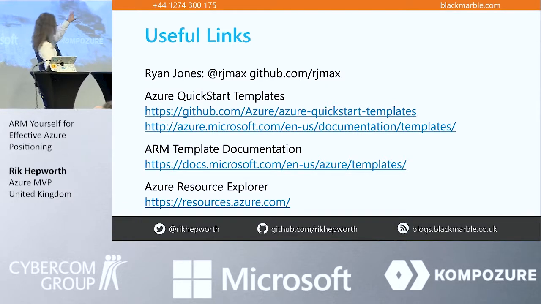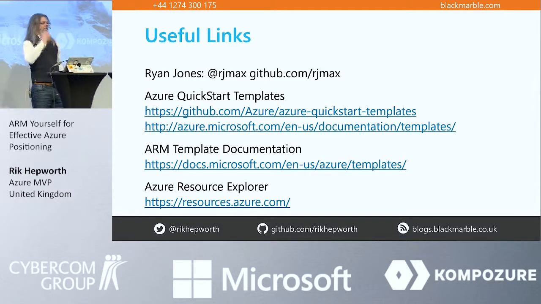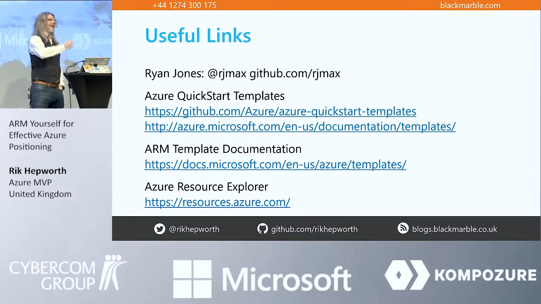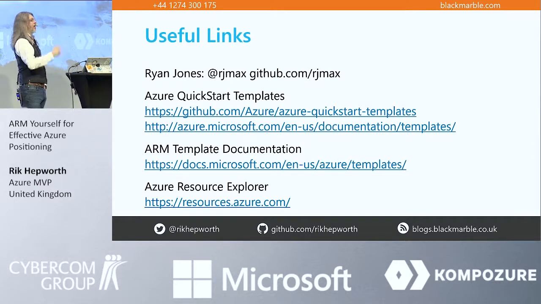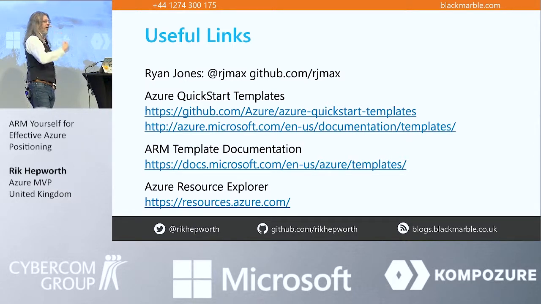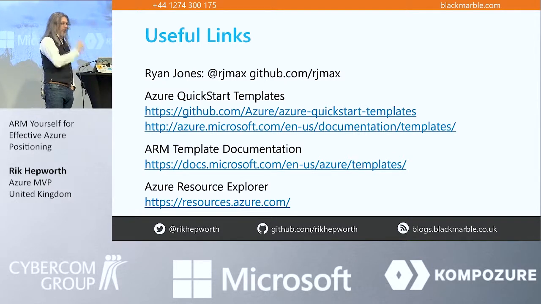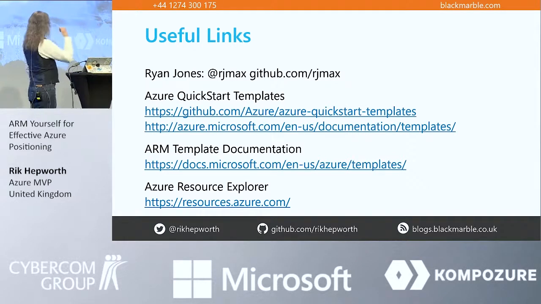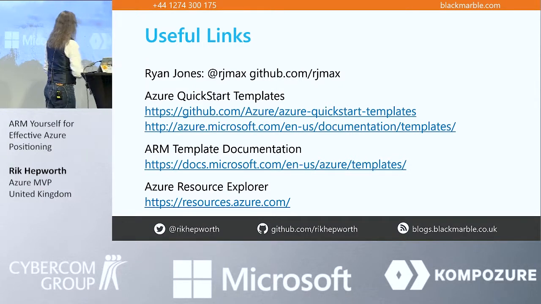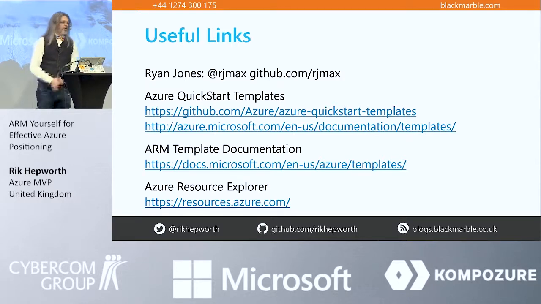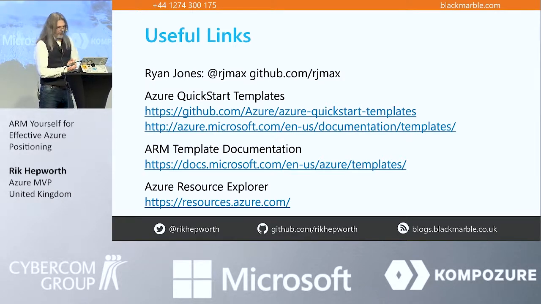Links you'll find useful. The Azure Quick Start templates: there are 2 ways you can get at them, straight through GitHub or through a Microsoft site that allows you to search. They're fantastic examples of how to do stuff. Do not for a second believe they are necessarily reference documentation, because a lot of them aren't, but they're a great source of learning. There is documentation on ARM templates on docs.microsoft.com. And importantly, resources.azure.com is where you want to go for Resource Explorer.